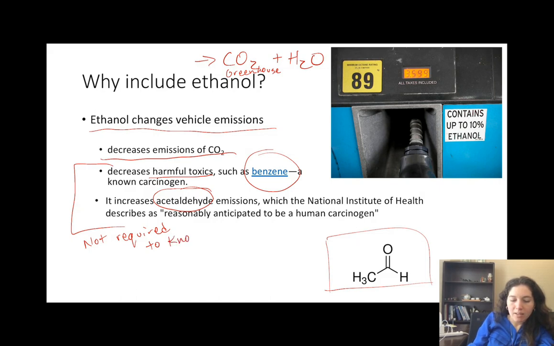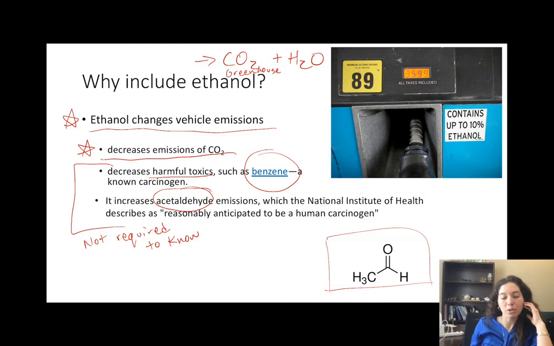I am going to ask that you understand this, that using ethanol does decrease emissions of CO2, and that using ethanol, with different chemicals, can change vehicle emissions. I'm not going to ask you to know specifically what chemicals it's changing, like the benzene and the acetaldehyde.